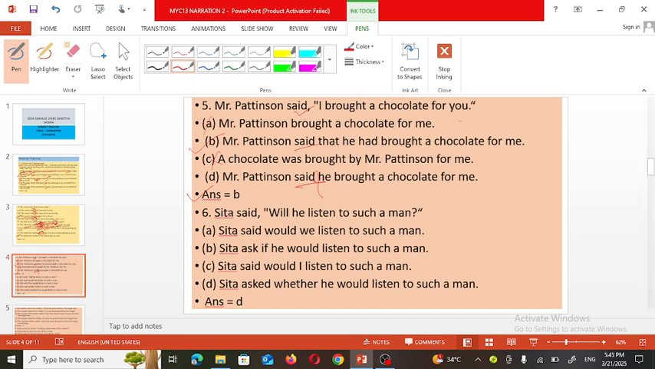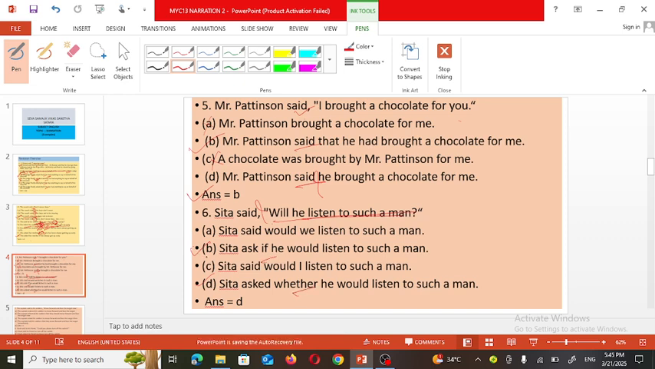Now see the next example. Sita said, will he listen to such a man? Sita said, after that conjunction must be used, as the question is in yes/no form, a verbal question it is. So if or whether can be there. So only in B and D, these two options, you are able to see this conjunction.